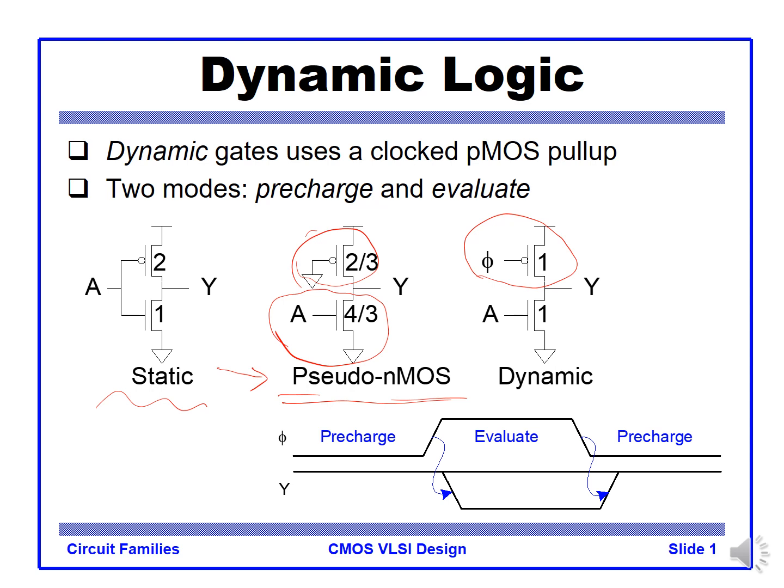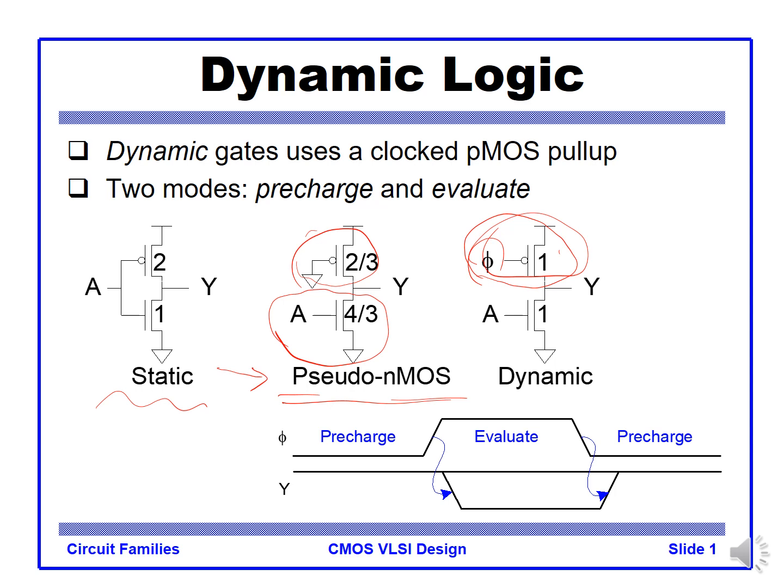gate there. So when the pull down happens, we disable this PMOS by clocking. The timing is shown here. We use two different phases of a clock. One is pre-charge, and the other one is evaluation.